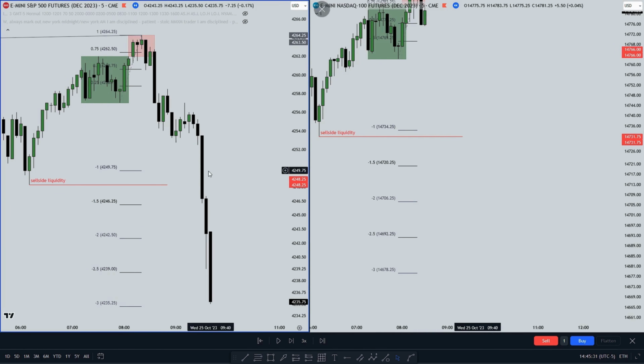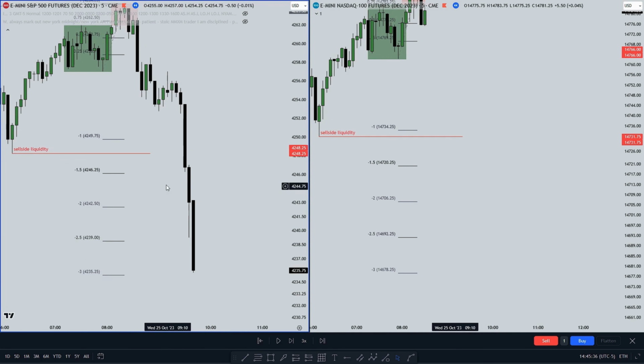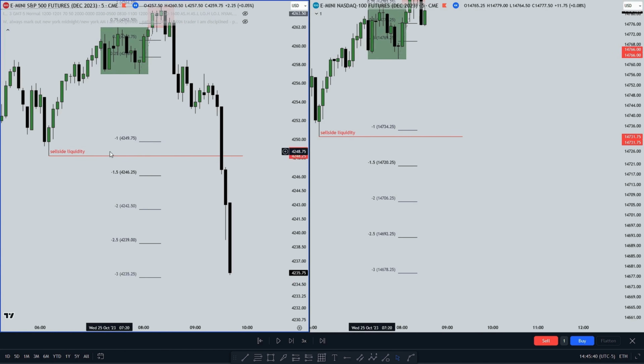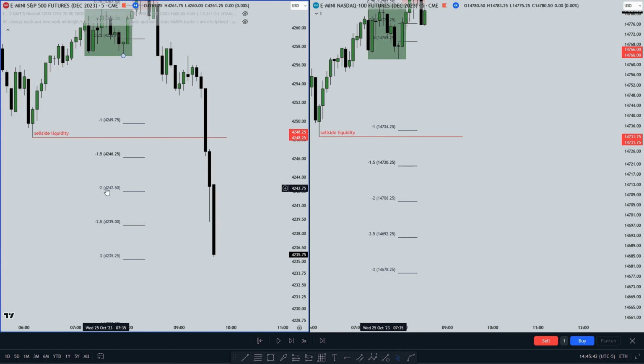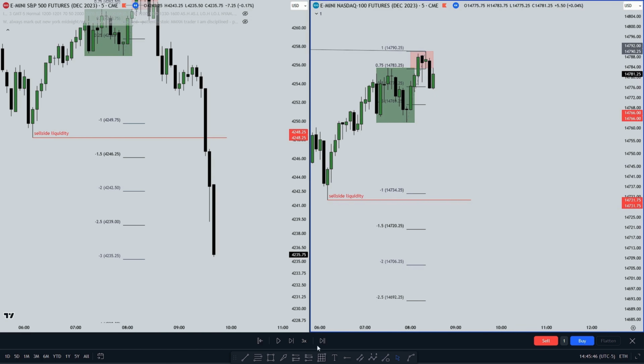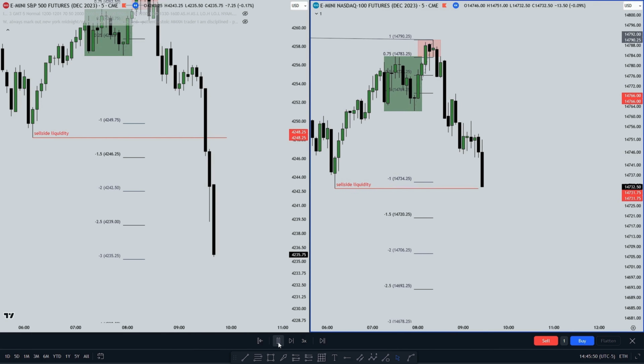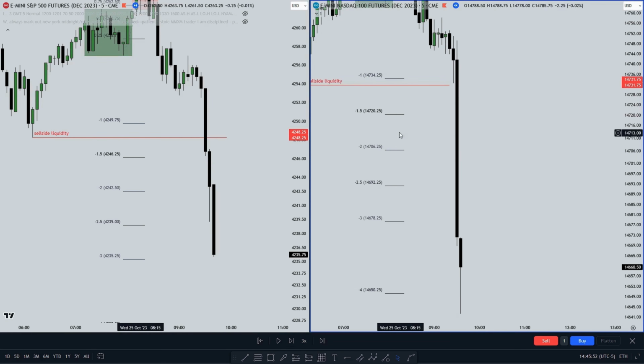On the S&P 500, we get a smooth reaction to the downside. As you see, we don't even stop on the sell side liquidity, we go all the way down to the -2 to -2.5 range. So let's see if we can do the same on the Nasdaq. And it does the same on the Nasdaq.